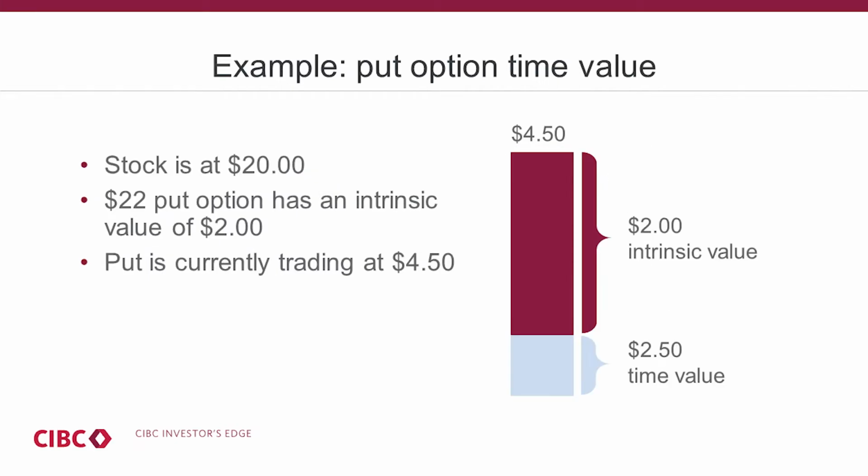For our put option example, we get the intrinsic value of $2 by subtracting the stock price of $20 from the strike of $22. This means the remaining time value on the contract is $2.50, which adds up to our option premium of $4.50. Now we're going to take a look at a call option chain.